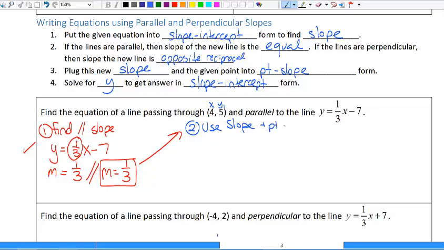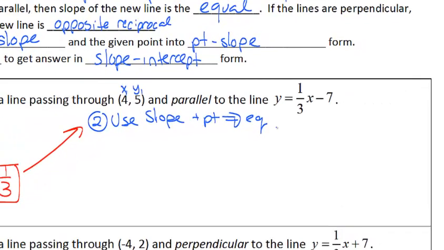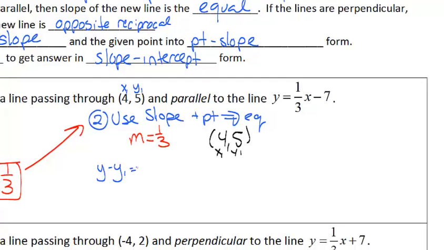and the point to get an equation, which is very similar to when we found equations passing through 2 points. Find the slope. Now, we found the slope a little differently. We didn't use a formula. We used the properties of parallel and perpendicular, but then the rest of it is going to be the same. Use the slope, which we said was 1/3, and the point, which we said was 4, 5 from the problem, and then we plug it into point-slope form.